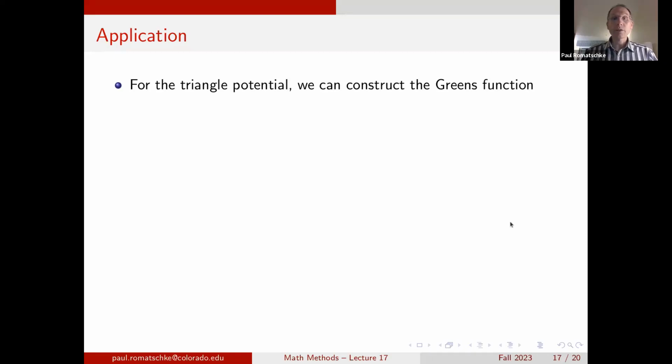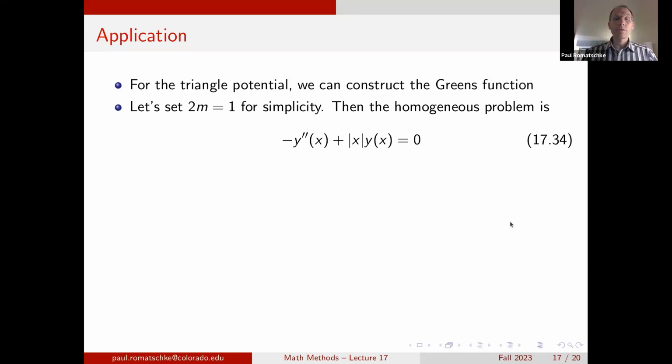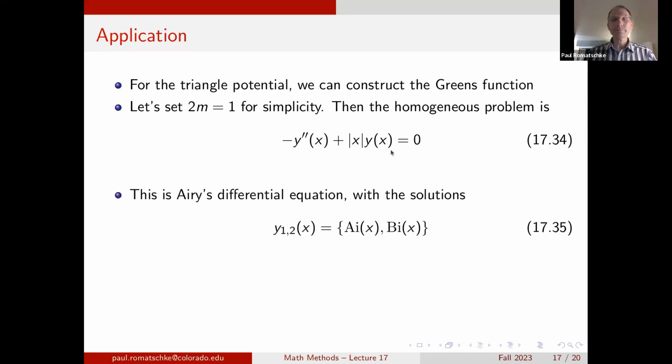So for the triangle potential, we know how to construct the Green's function. If we choose units where 2m is equal to 1 for simplicity, the homogeneous problem is simply given by the differential equation in 17.34, which you can recognize to be nothing else but the Airy function differential equation that we discussed in an earlier lecture. So the solutions to this homogeneous problem are the Airy functions Ai and Bi.